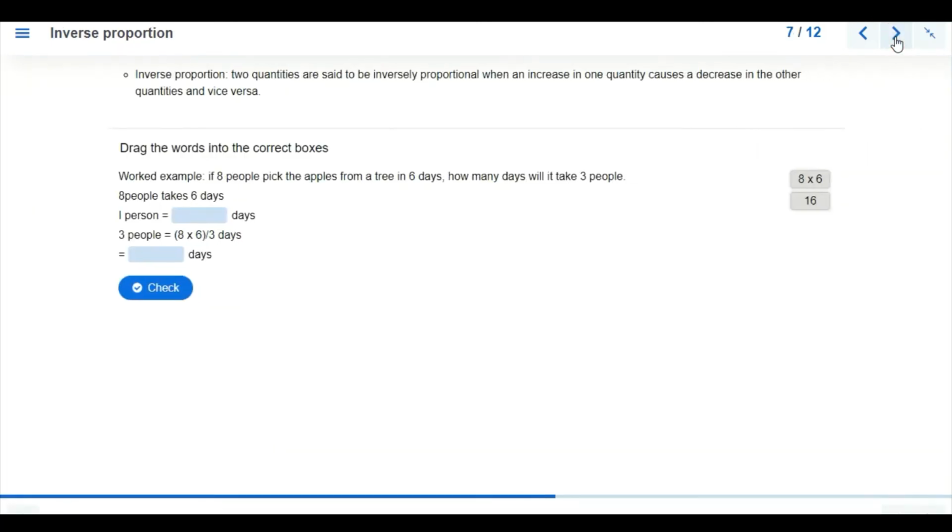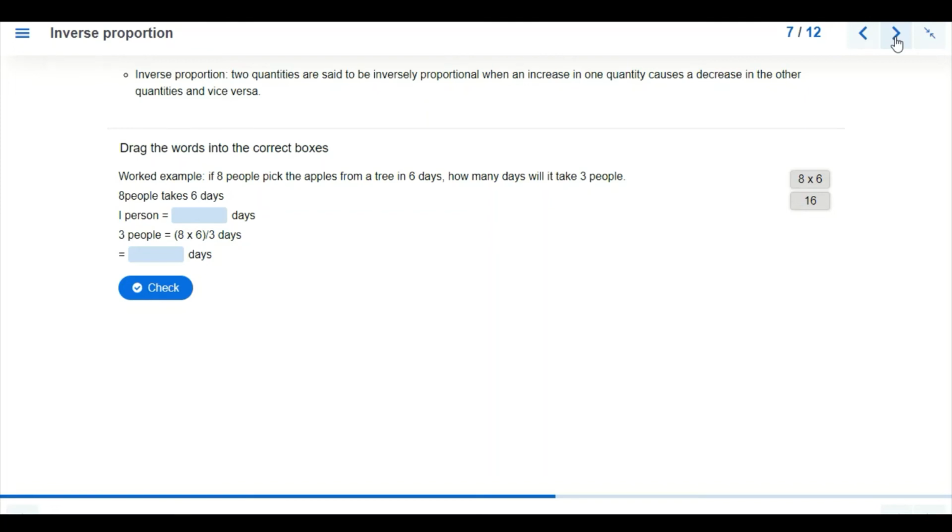There was another topic to look at. This is another subtopic, which is inverse proportion. I've told us before that inverse proportion is also known as indirect proportion. Two quantities are said to be inversely proportional when an increase in one quantity causes a decrease in the other quantity, and vice versa. So if you have two quantities, as one increases, the other decreases, and as the other decreases, the first one increases.